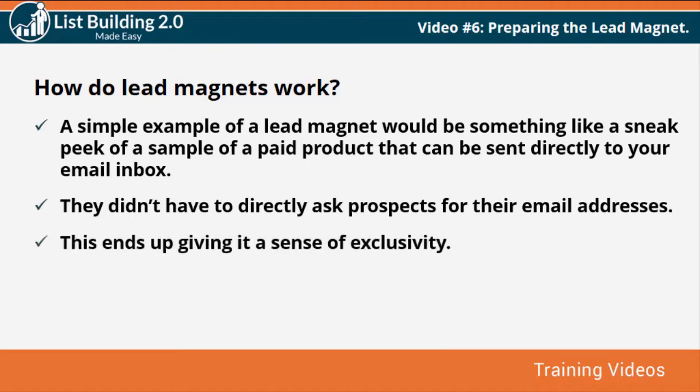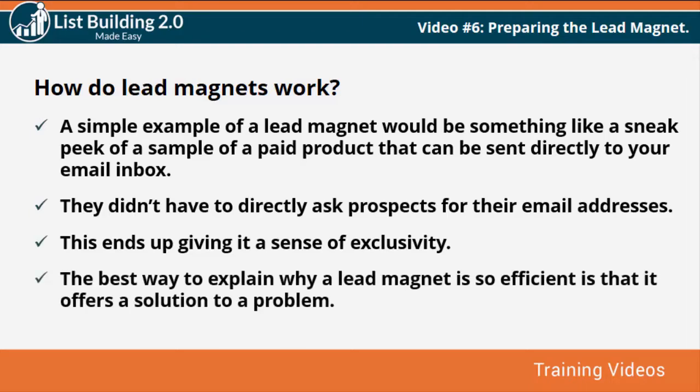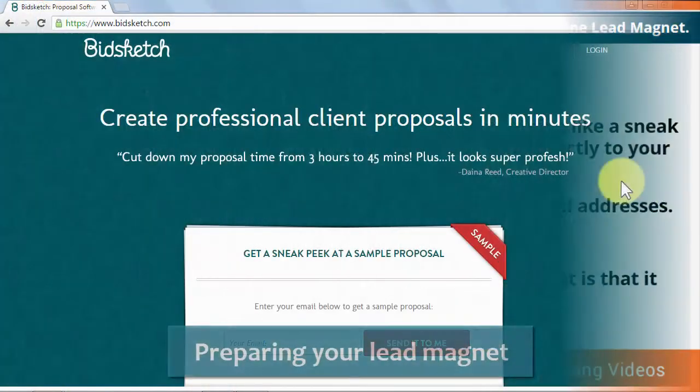This ends up giving it a sense of exclusivity, because subscribers will be getting something that is not offered on the site. The best way to explain why a lead magnet is so efficient is that it offers a solution to a problem. In this case, people are landing on this website because they need the company's service, and the lead magnet offers them a sample of that service in exchange for their email address.